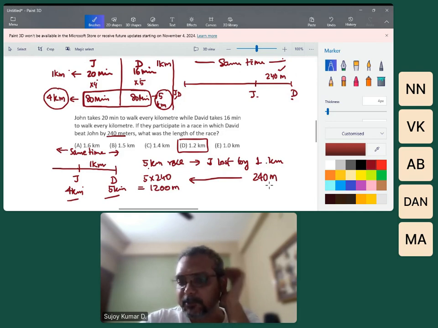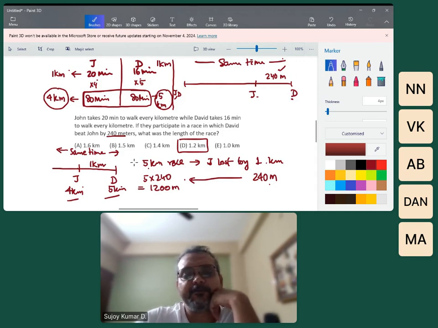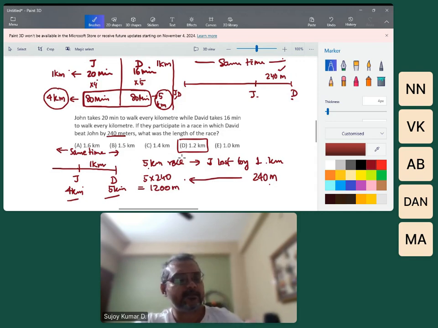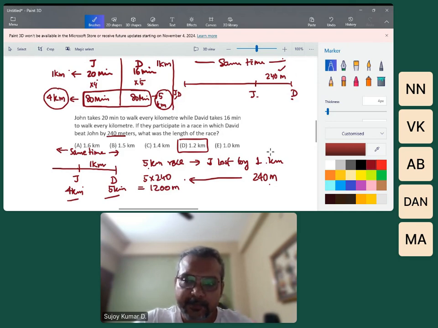So if he has lost by 240 meters, then the race must have been 5 times as large. That's it. So 5 times 240 is 1200 meters. That is 1.2 kilometers. So this is the easy way of solving this without going into equations, just working with the ratio.